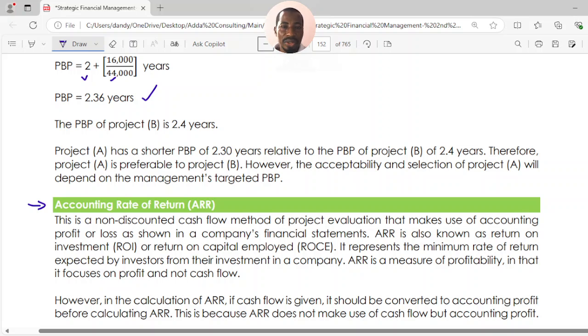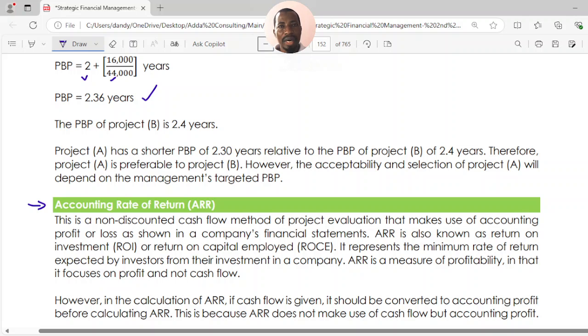The accounting rate of return represents a technique that relies heavily on the use of accounting profit or loss as shown in a company's financial statement. All right. The accounting rate of return is also known as return on capital employed or return on investment, and it measures profitability of a project. Okay, unlike payback period that measures liquidity of a project, the accounting rate of return measures profitability of a project.